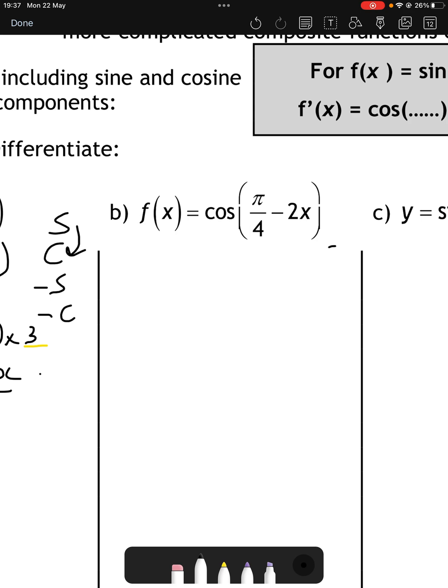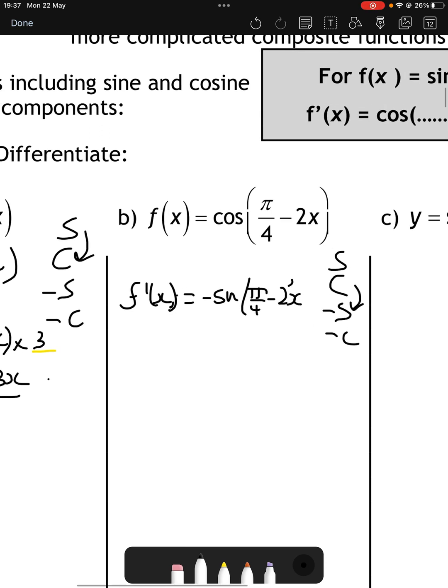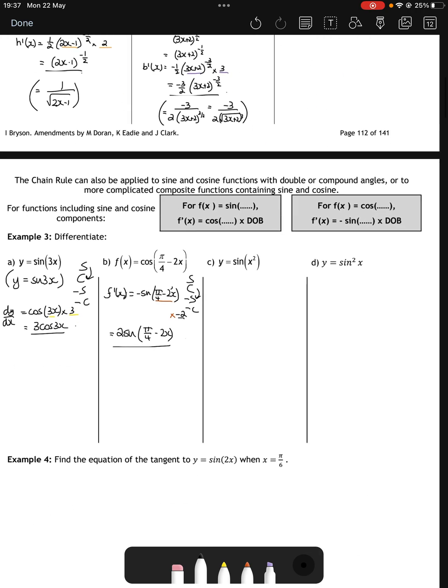Okay, f dash of x. Cos goes to negative sine. So we're going to have f dash of x is negative sine of the bracket. Okay, look inside the bracket. I'll squeeze it under here. Right, pi over 4 is a number, it disappears. If you differentiate that, you get negative 2. So, tidying this up, 2 negatives make a positive. So it's 2 sine pi over 4 minus 2x. Okay, and that's us for the second one.